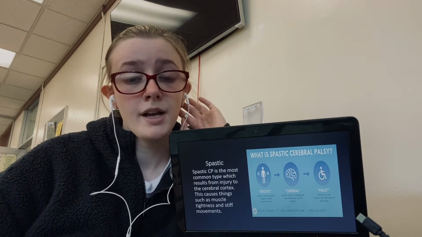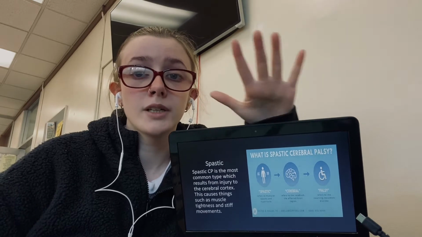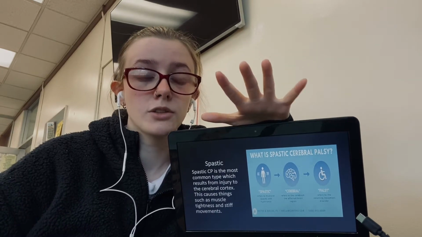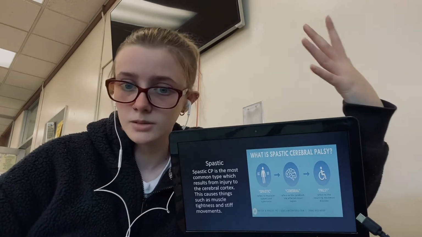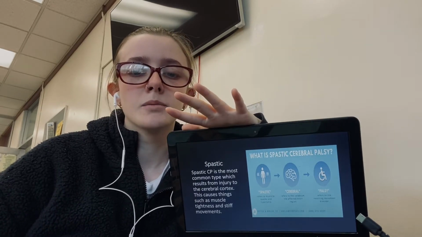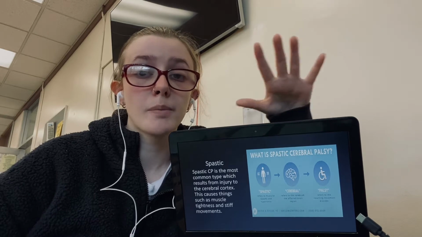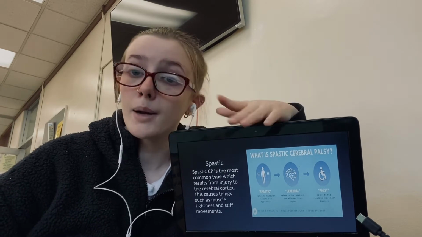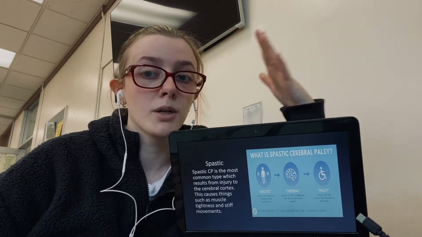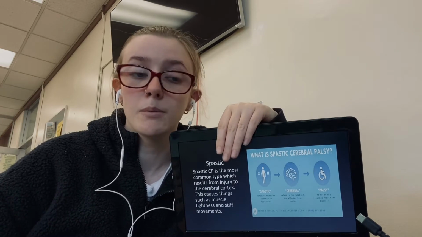So the first type of CP we're going to be discussing is spastic, and this is the most common type of CP. It's caused by an injury in the cerebral cortex. Spastic refers to muscular spasms and hypertonia, and if you refer back to our anatomical terms, hyper meaning above, tonia meaning muscle tone, so this means you have a high muscle tone.